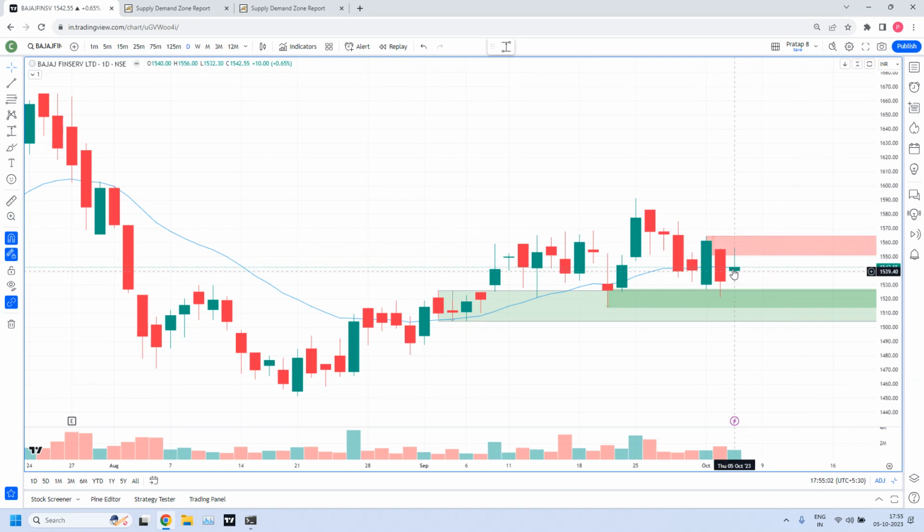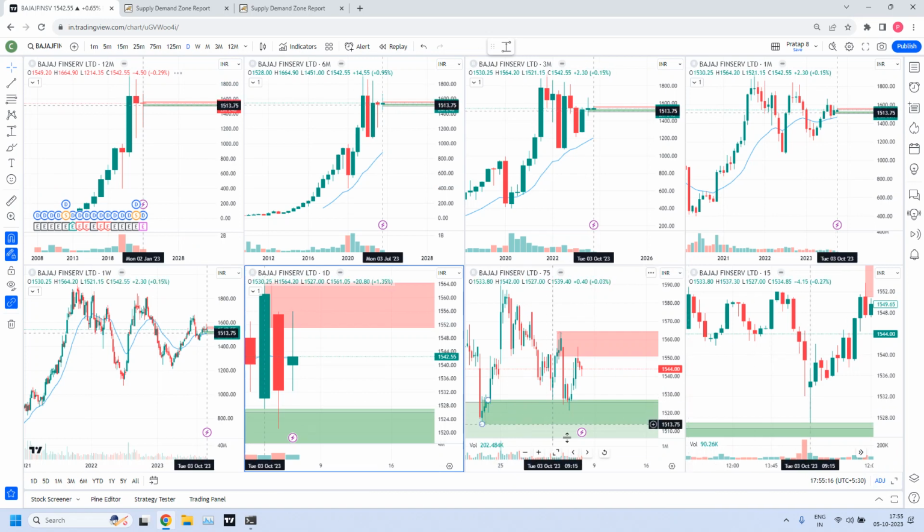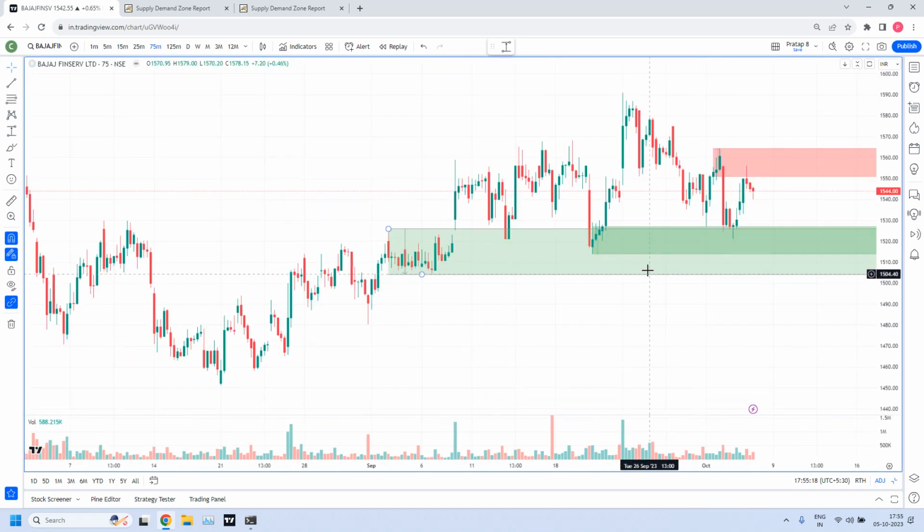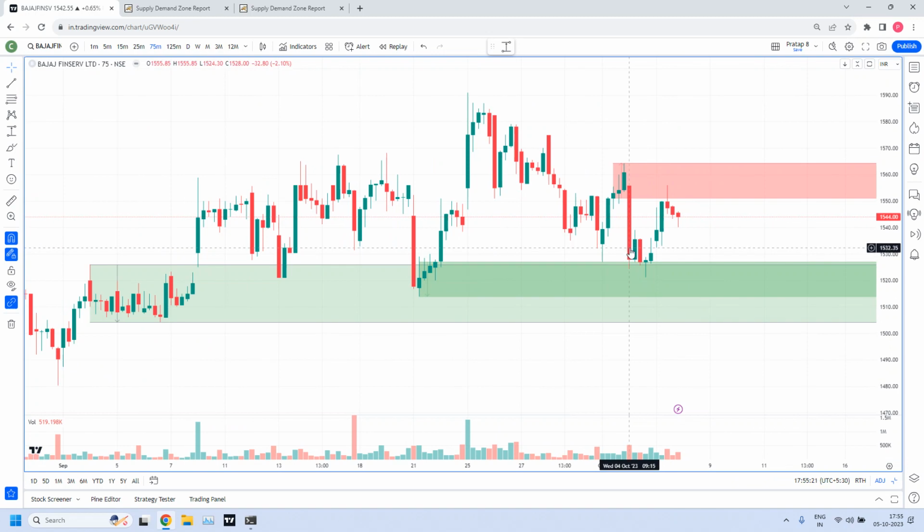So we didn't get the entry during today's session, but one point you should observe: yesterday's candle already gave an entry and today it reached the target. If you look into the 75 minutes, here we can understand. Yesterday, the 9:15 candle as well as the 13:00, that is the 1 p.m. candle, gave the entry. And today it reached the target.